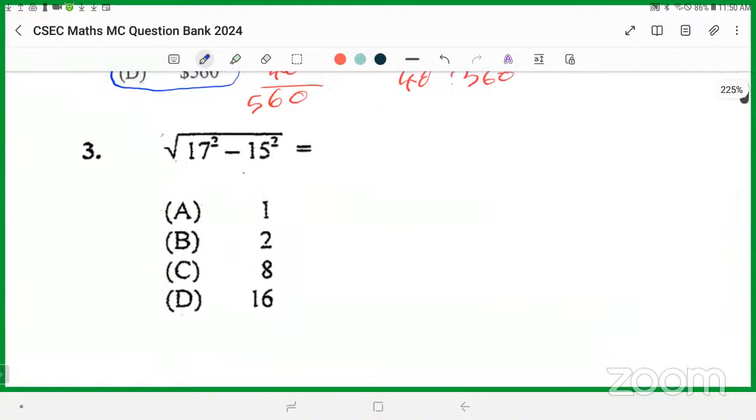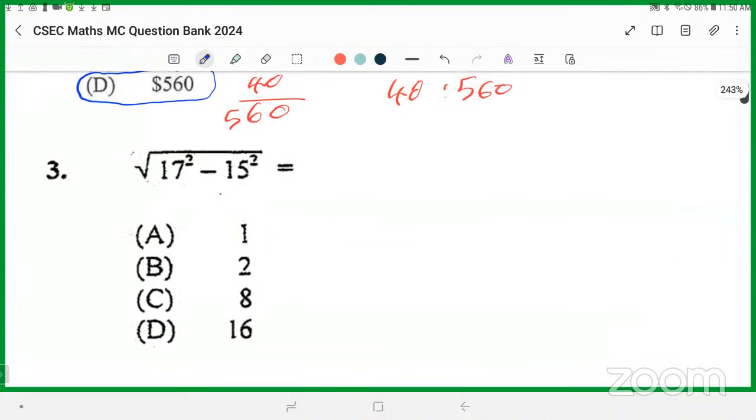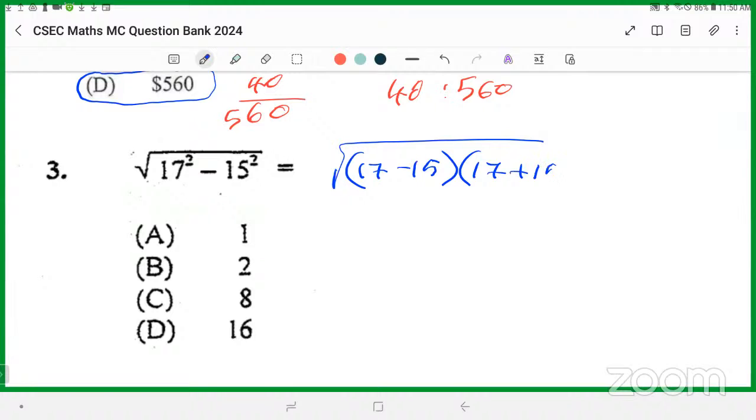Well, this one now is pretty straightforward. So this is the difference of 2 squares under the denominator. I recognize this as the difference of 2 squares. So this becomes the square root of the difference first, 17 minus 15, times the sum, 17 plus 15. Then this therefore becomes the square root of, this is 2, and 17 plus 15 is 32.